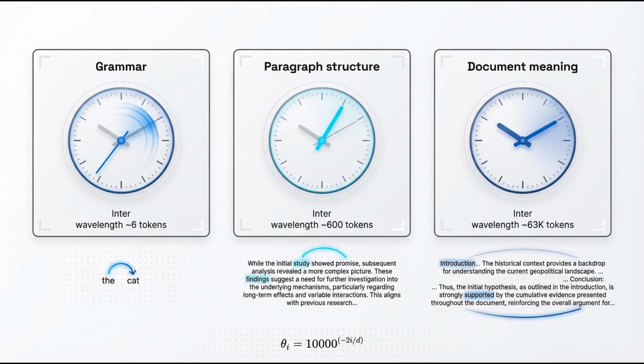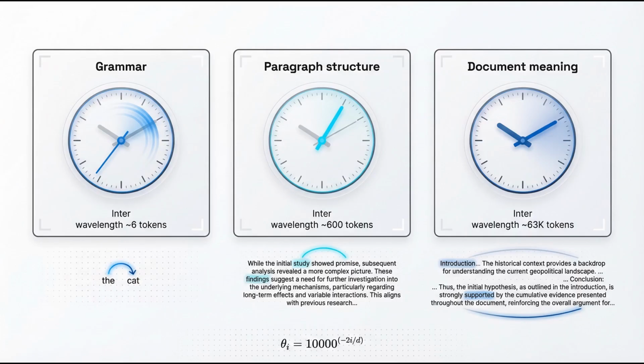Here's what that means in practice. Imagine a system of clocks. Fast clocks, low dimensions, encode grammar and syntax. They distinguish adjacent tokens. Their cycle closes over roughly 6 tokens. Medium clocks encode paragraph structure, references within a few hundred tokens. Slow clocks, high dimensions, track the meaning of the entire document over tens of thousands of tokens.